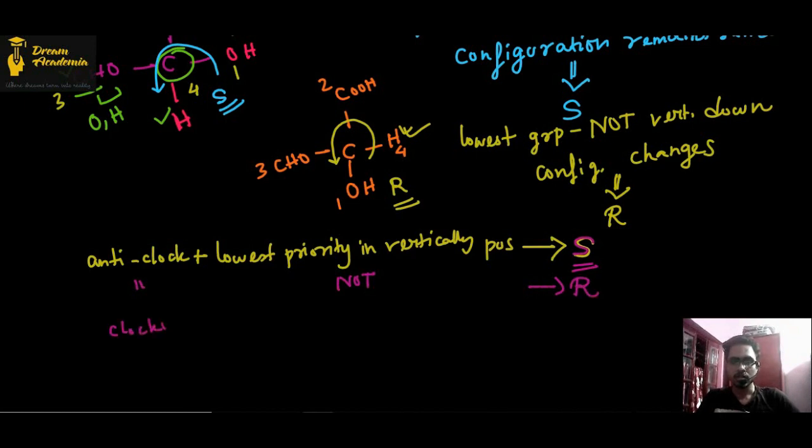Clockwise plus lowest priority group in vertically downward position, configuration remains R, because clockwise means R when the lowest priority group is in a vertically downward position. And if it is not in that position, plus clockwise, it becomes S.